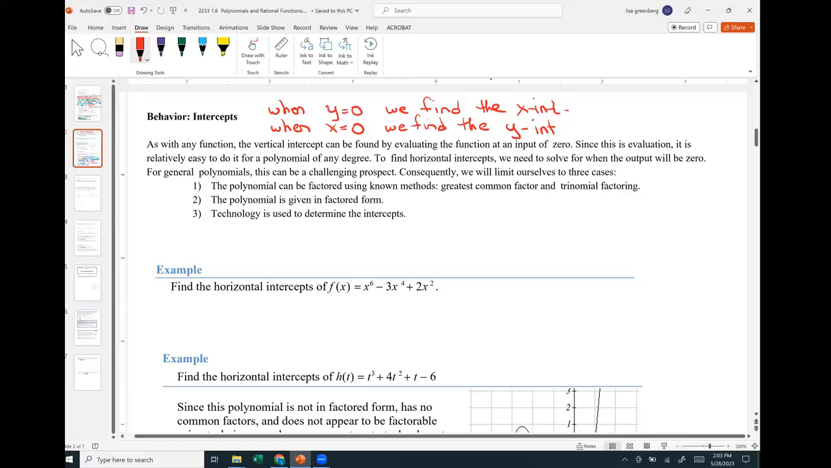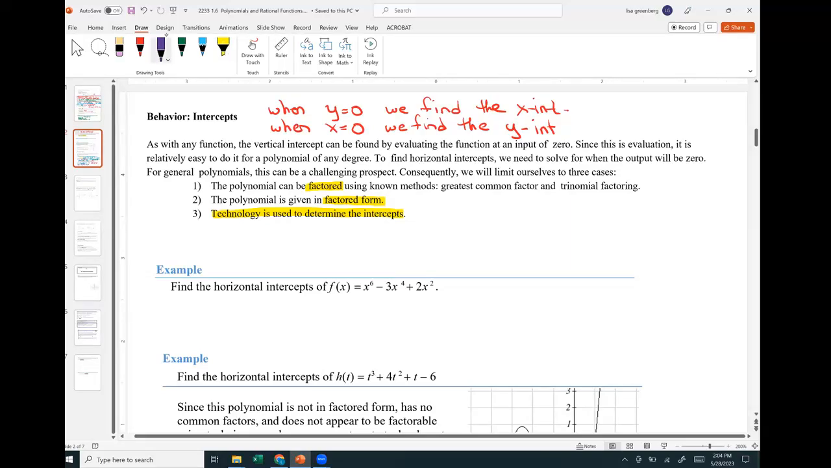So we're going to limit ourselves to 3 possible cases. Case 1, the polynomial can be factored. We'll see that. The polynomial is already factored. It's given in factored form. And the last is we really can't factor it. It's really hard to do. So what we're going to use is technology. Graphing calculators. There's lots of graphing calculators on the internet. There's ways to find these intercepts pretty easily on the internet.